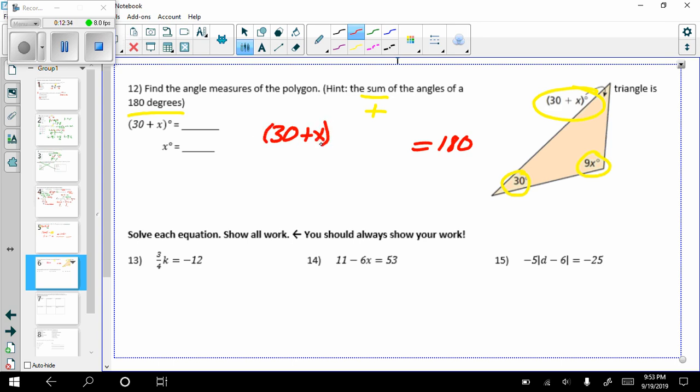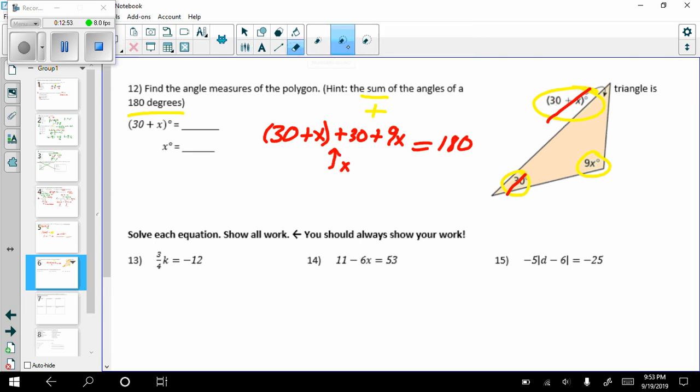So there's 1, there's this guy, we're done. Plus 30, there's that guy, we're done. Plus 9x, and all of that equals 180. We do not have to distribute. A whole bunch of people tried to multiply here and distribute. That's not what we're doing, we're just adding.